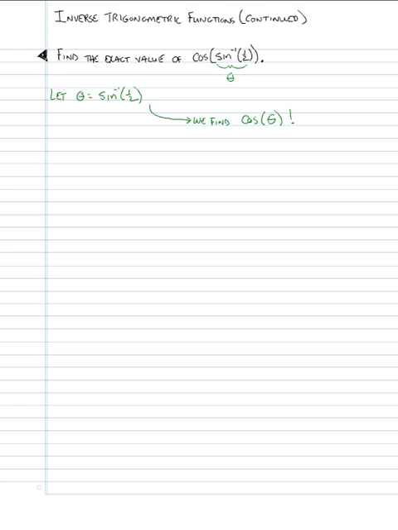Well, what does this mean? When we say the inverse sine of 1/2 is theta, that means there's two things. One, it means if we take the sine of theta, we get 1/2. And it also means, in addition to that, that the angle theta has to be between negative pi over 2 and positive pi over 2.